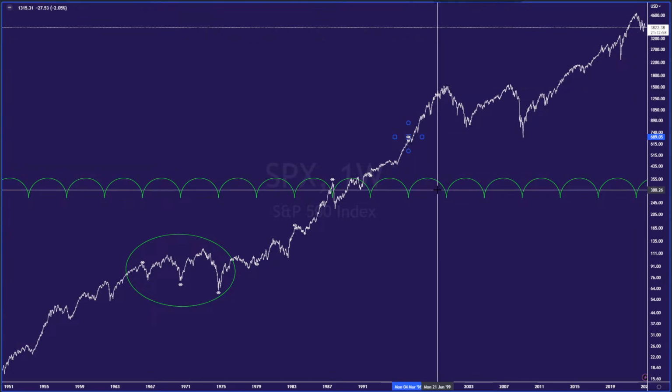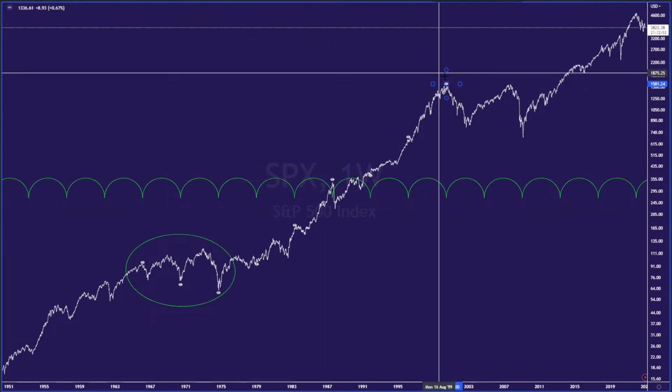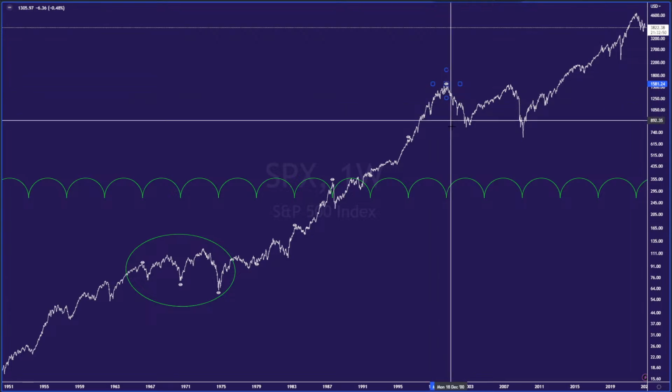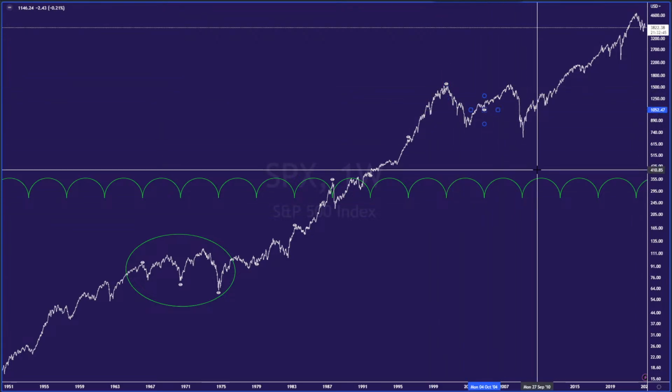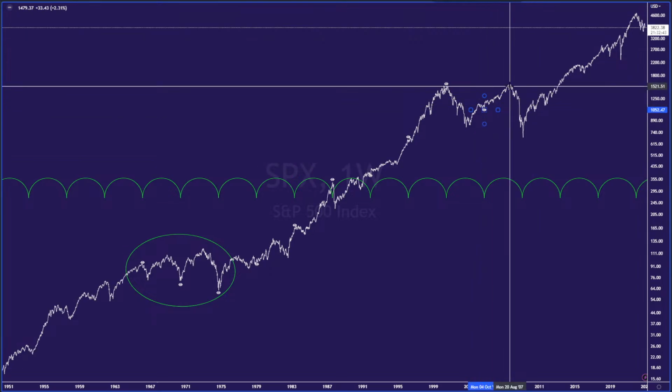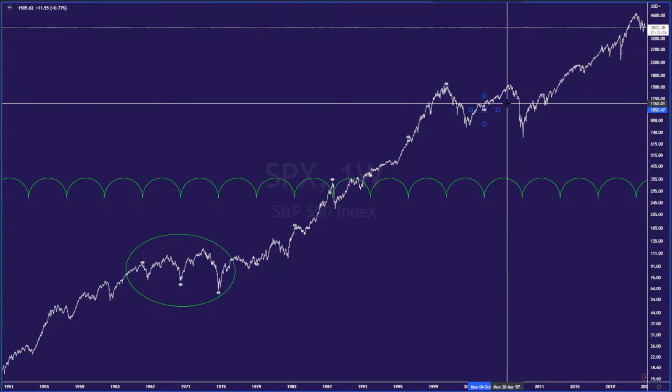But the next one, right here, what was that? That was basically the top, right? So that marked a significant top. We go forward to the next one, and again, we had a little bit of a pullback before we saw another move to the upside. And then the next one, and you're kind of getting the drift here.